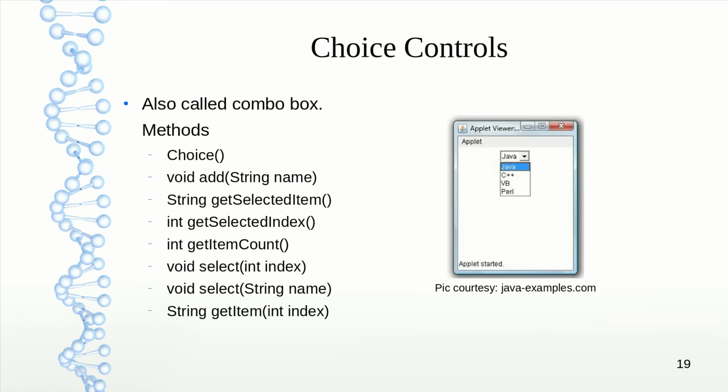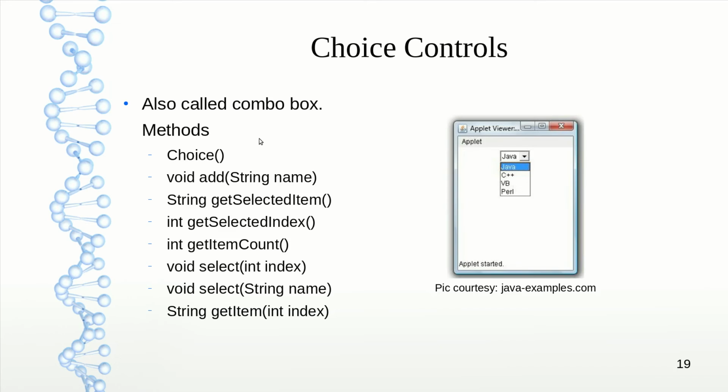The next AWT control is the choice control. It is also called a combo box. This is almost similar to a checkbox group, but it has the added advantage that it saves a lot of space in the window, because if not clicked, it remains in the shrunk state. And we have a number of methods associated with this choice control. The first is the constructor, that is Choice. It doesn't take any parameter at all, so it simply creates a blank combo box.